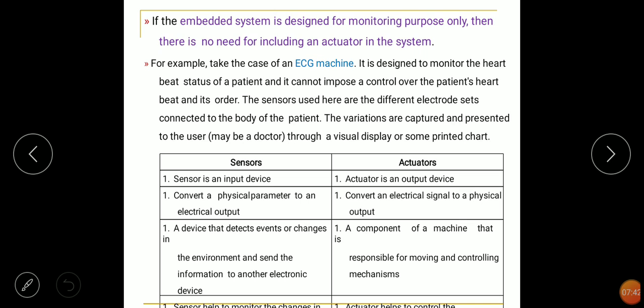Okay, so here the differences between the sensor and actuator are tabulated. Just go through it, just what we discussed is tabulated. What are the differences between sensors and actuators? Sensor is an input device, actuator is an output device. Sensor converts a physical parameter to an electrical output; here it is electrical to physical output. A sensor is a device that detects events or changes in the environment and sends the information to another electronic device. An actuator is a component of a machine that is responsible for moving and controlling the mechanisms. Thus these are the differences between sensors and actuators.